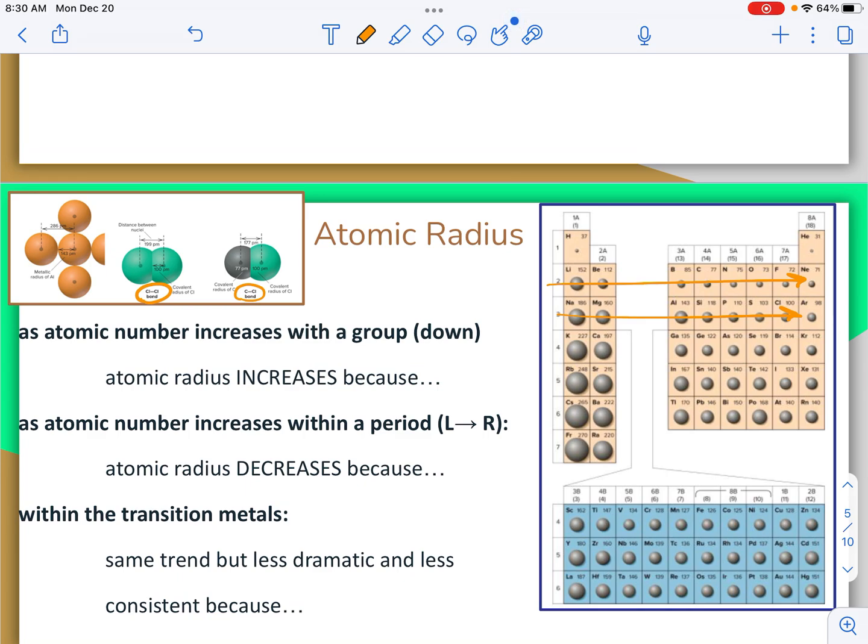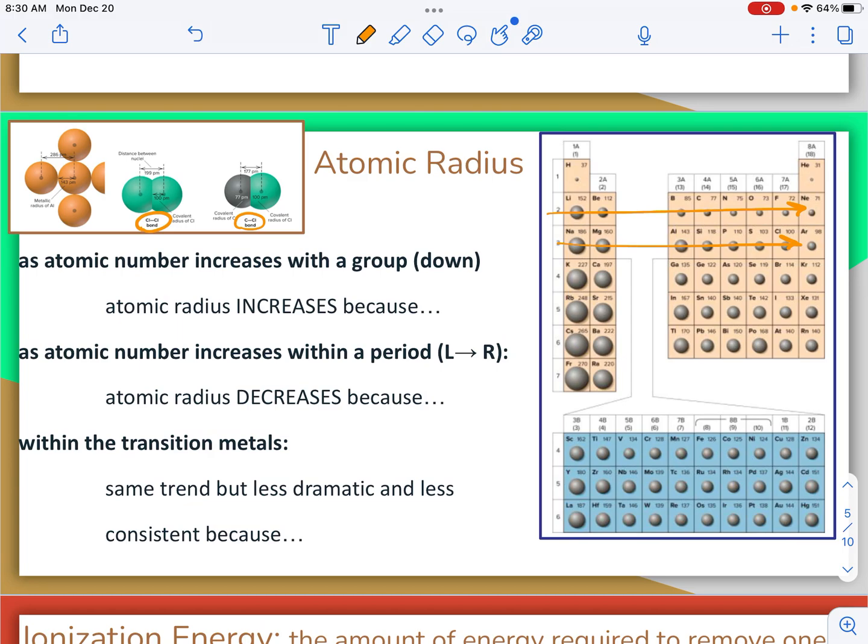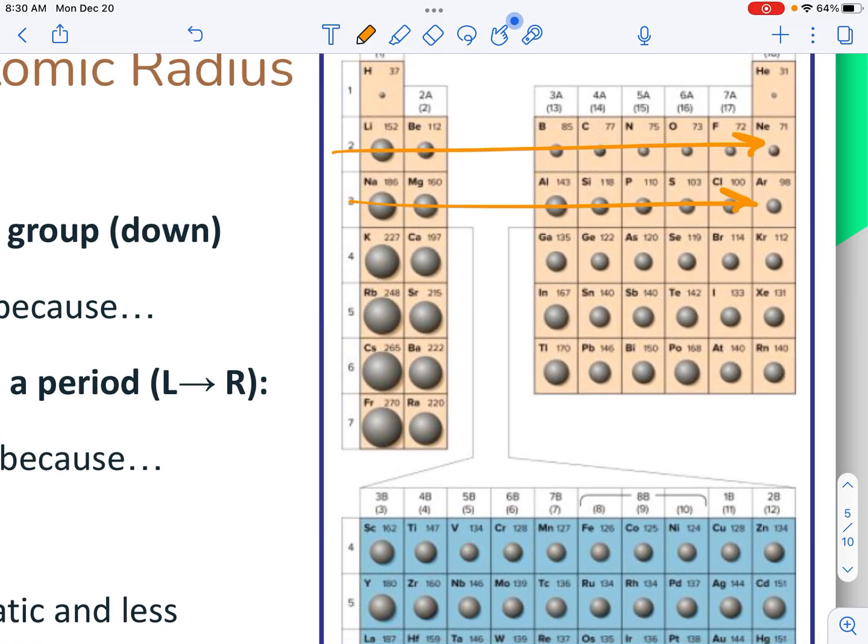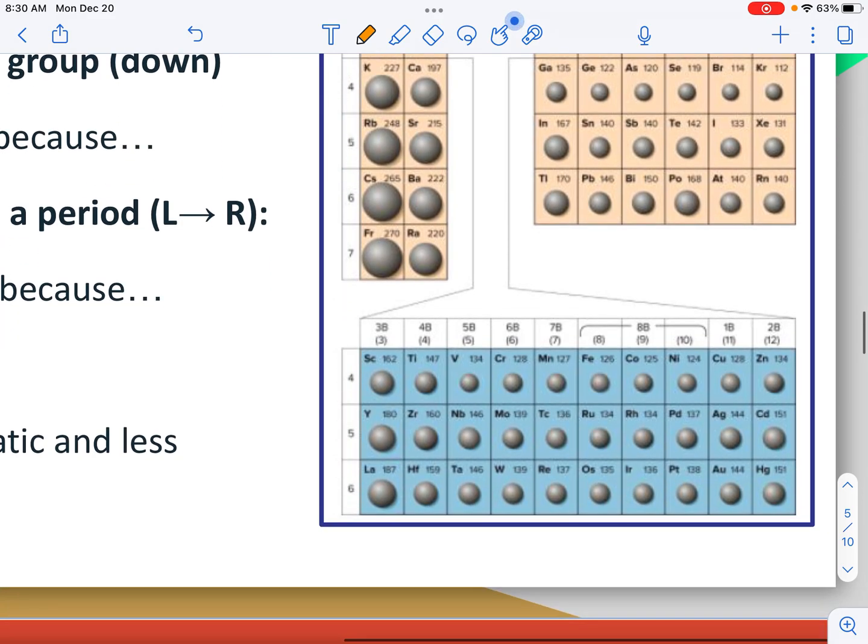And then finally, what we see is that within the transition metals, so up here I was talking about main group elements, basically the s's and the p's, and you can see that pattern pretty clearly. Within the transition metals, it's not quite the same. It's not as consistent. It definitely is getting smaller as you go from left to right. But you have to remember that the size of the atom is determined by the outermost electrons, and these electrons that you're adding here are all inner electrons.